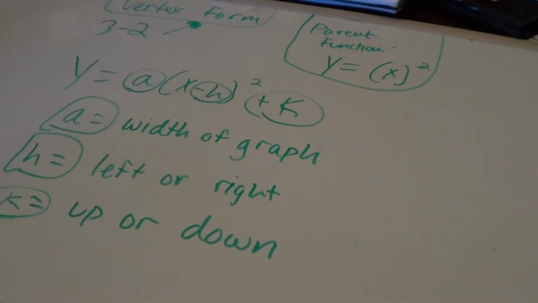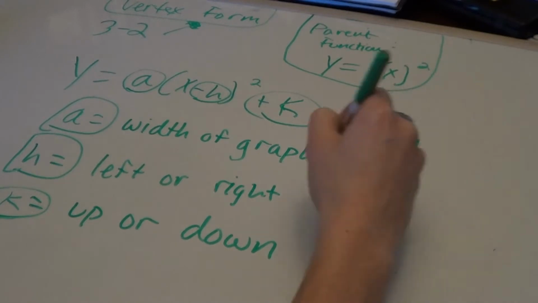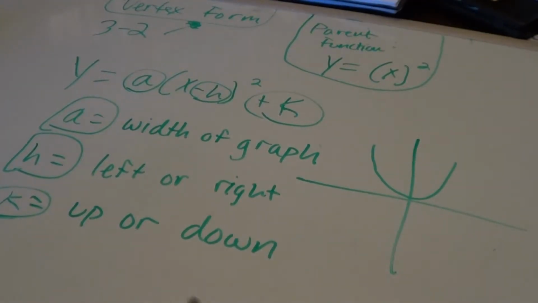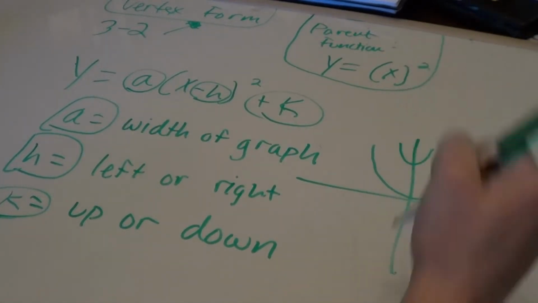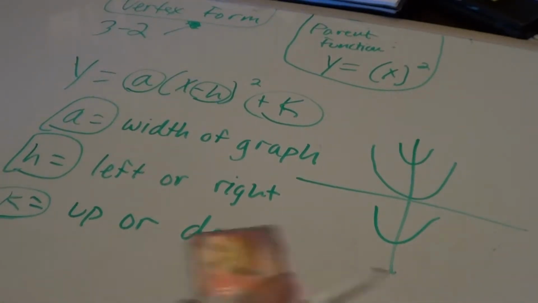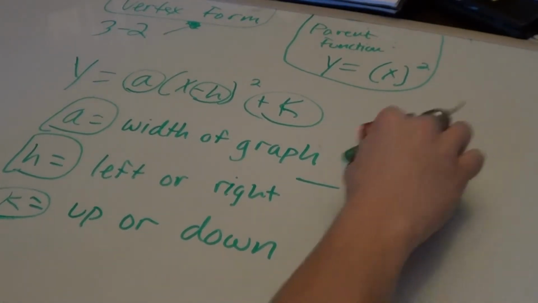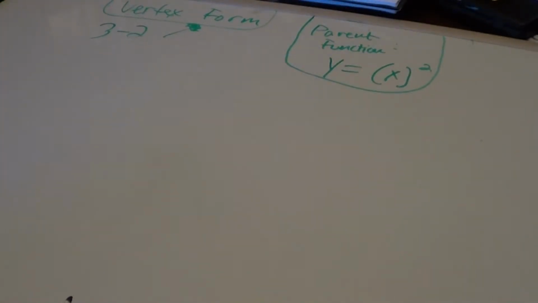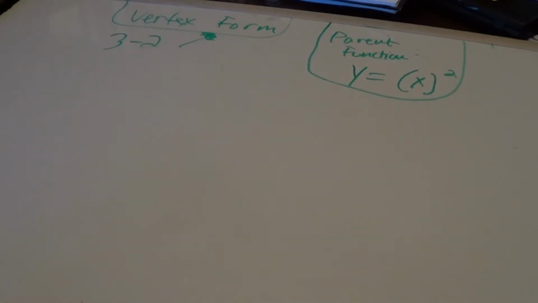And for the k, it controls up or down of the graph. So if I have the graph right here, and the parent function, if it were a positive k, obviously it would be up here. If it were a negative k, it would be down there. So let's go ahead and do a few examples now.